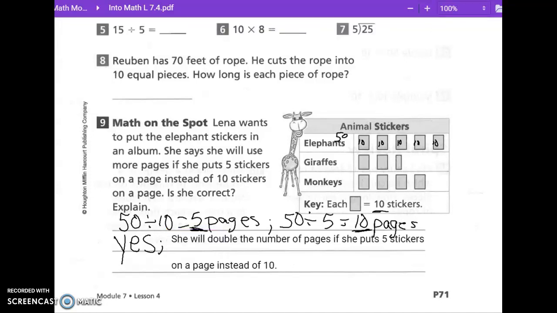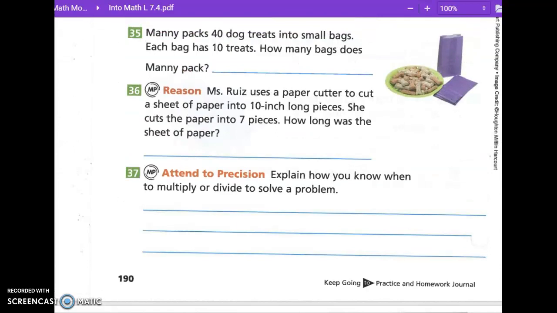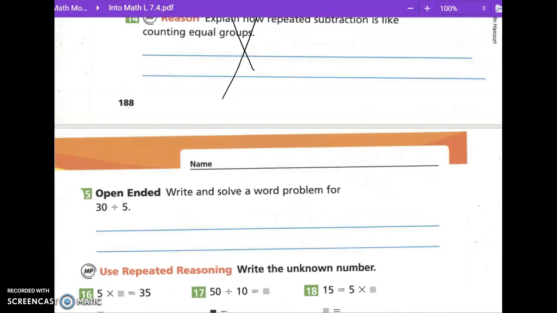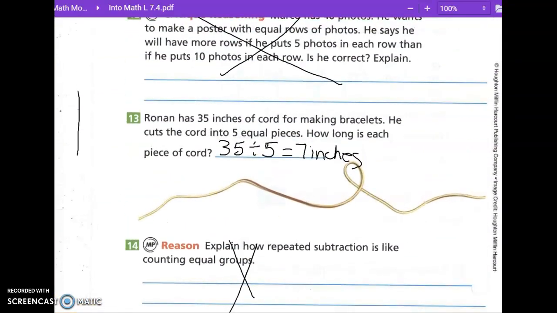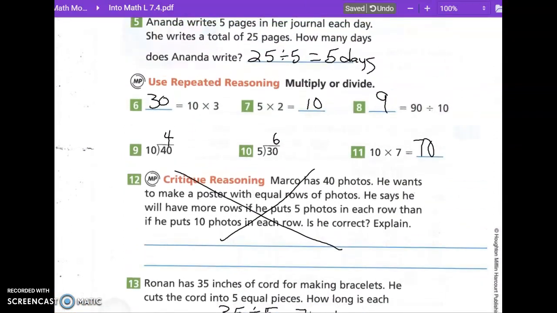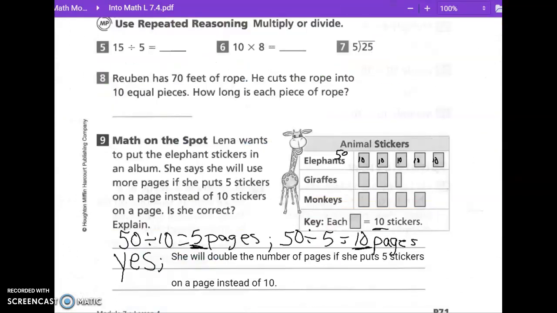Okay, I'm not sure what I recorded, but we're going to go ahead and go to the math on the spot on our homework. And go ahead and read that if you're home, and this is what it should look like. And I'm going to flash back to the on your own just in case I didn't get it recorded. If I did, you can just ignore this and go on.